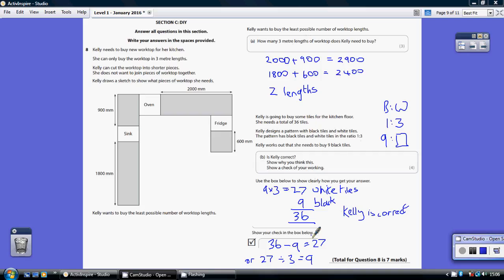So show your check in the box below. Well, there's a couple of checks you could do. You do 36 take away 9 is 27, or going back to here where we did 9 times 3 to get 27, we could do 27 divided by 3 to get our 9. That's probably the better one, actually. I'd use that second one.